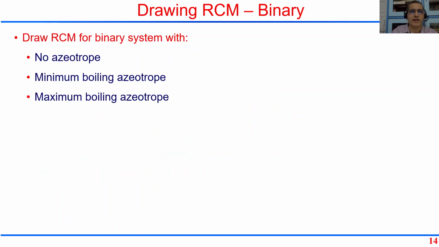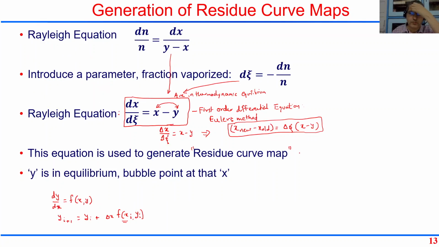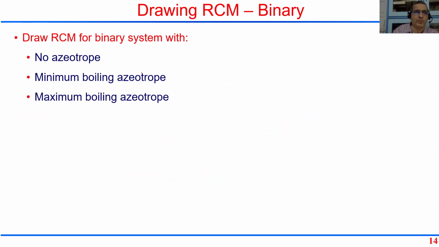Okay, let's think about how to generate this residue curve map. Let us first write it for a binary system, which is going to contain A and B. Suppose I start in my still, so remember this is our distillation still, I'm just taking some example, suppose xA is equal to 0.8 and xB therefore is 1 minus xA, which is 0.2.